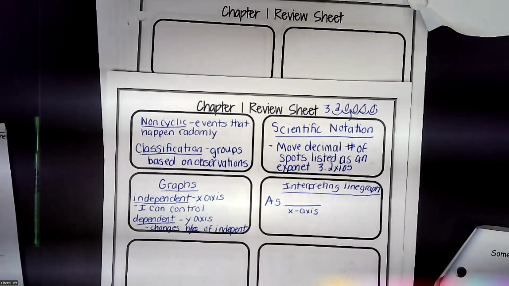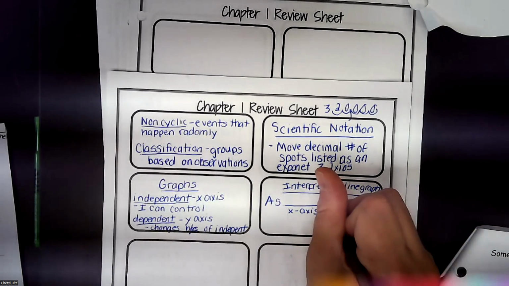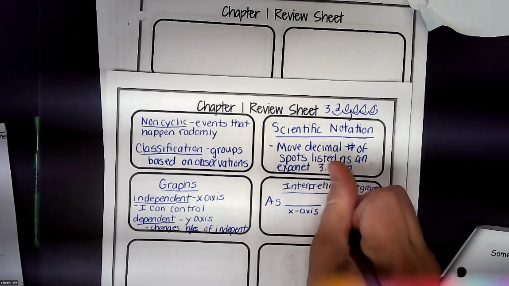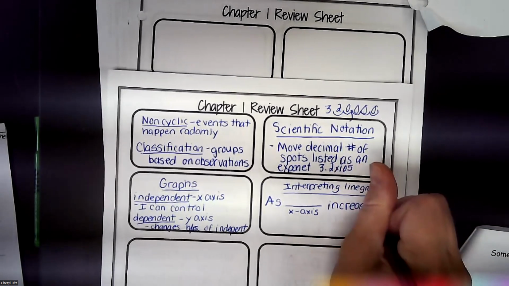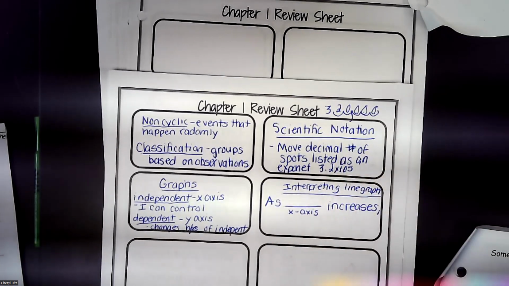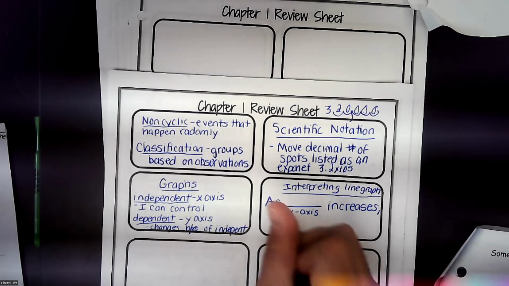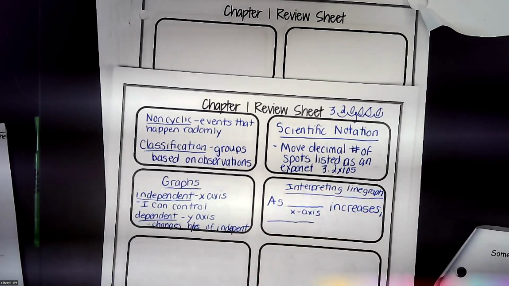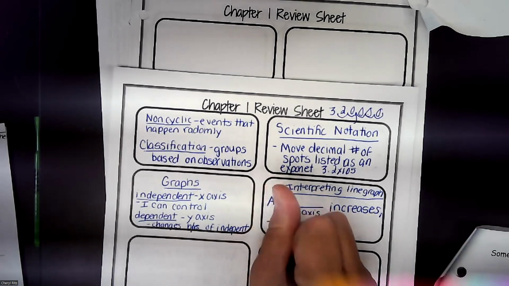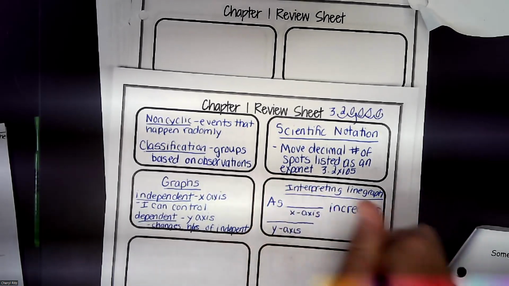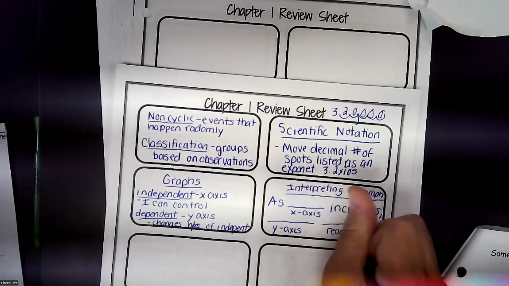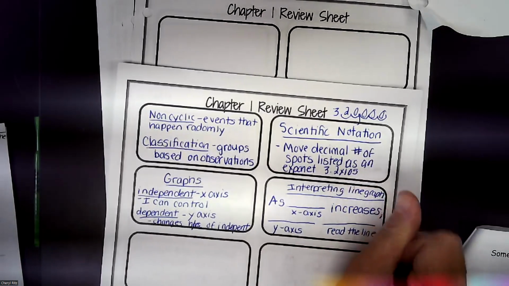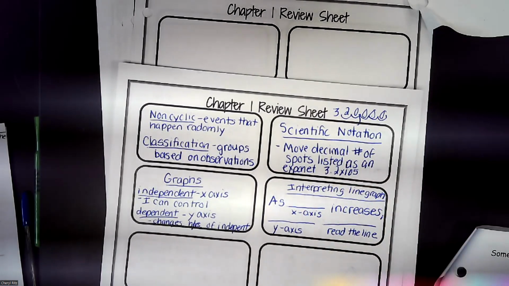Always read the x-axis first, and the x-axis always increases. Then, as the x-axis increases, what else? We have a blank here. What's the second blank? That's going to be the y-axis. And then the next blank is read the line. So as the x-axis increases, tell me, does the y-axis increase, decrease, or stay the same?